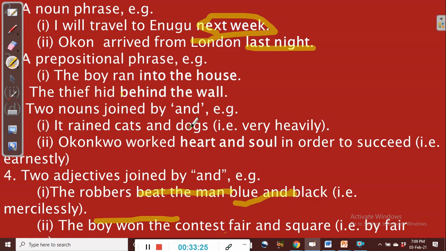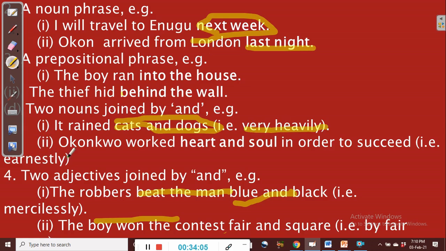Two nouns joined by and, e.g., it rained cats and dogs. Now this is idiomatic in nature. It rained cats and dogs. Cats and dogs constitute an adverbial phrase here because it is describing the rain, the degree. If we say it rained and someone says to what extent did it rain, we can say it rained cats and dogs, which means it rained very heavily. So that is an adverbial phrase of degree.